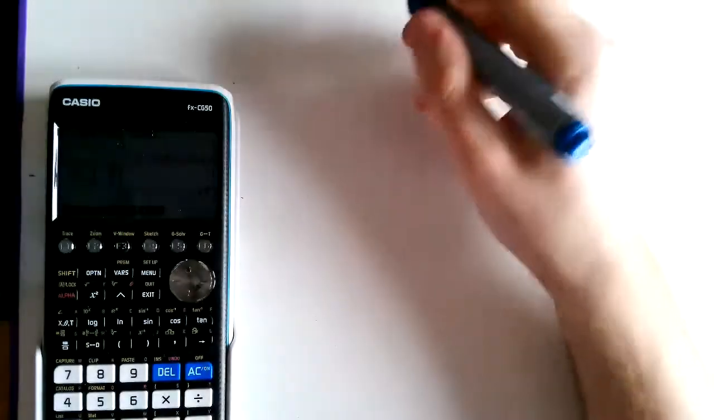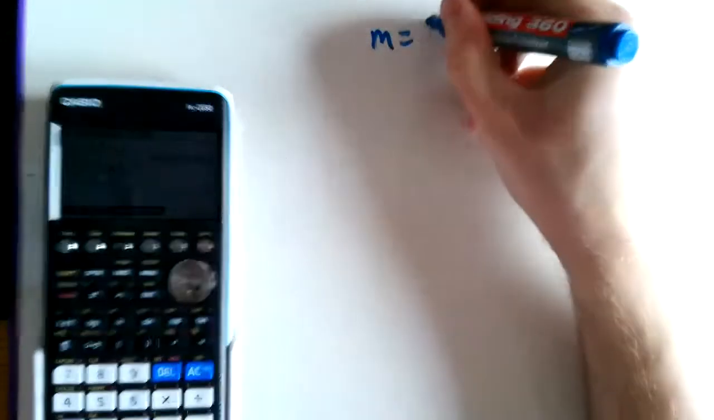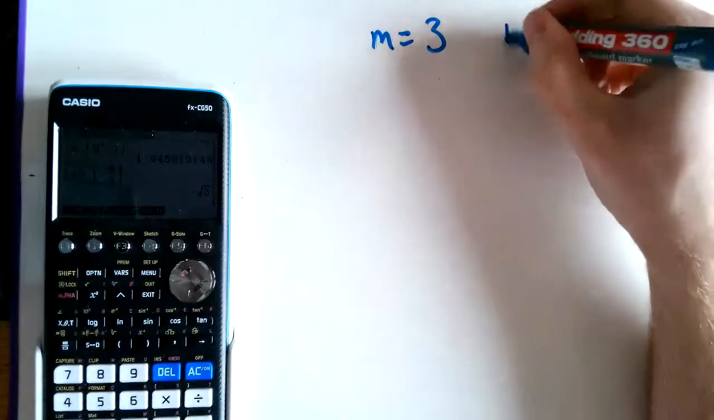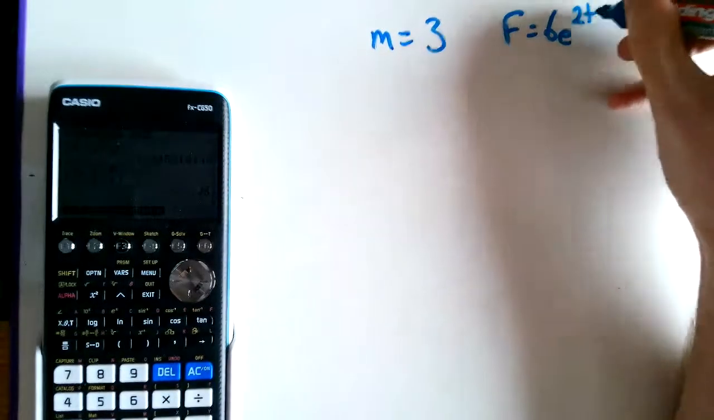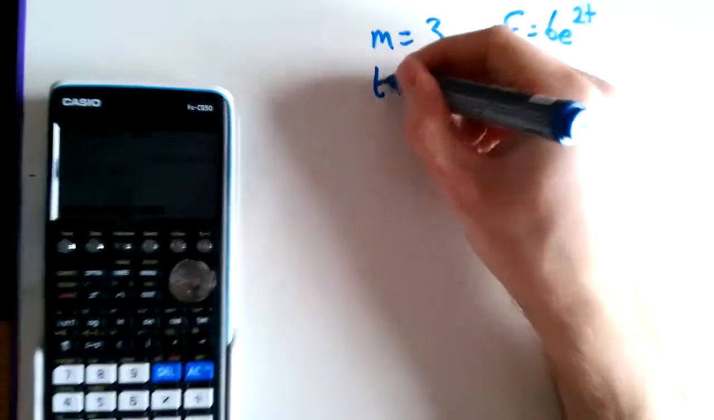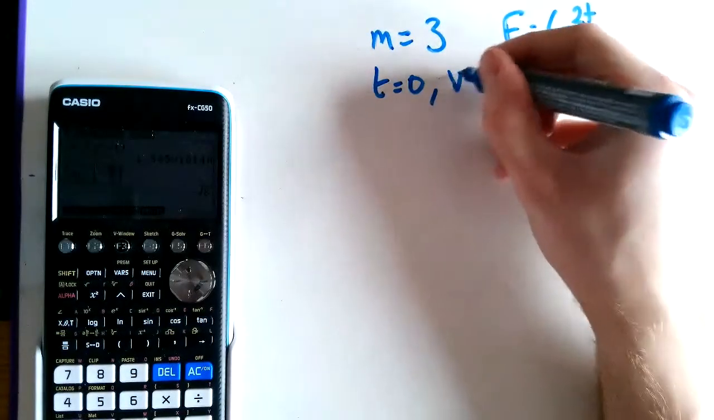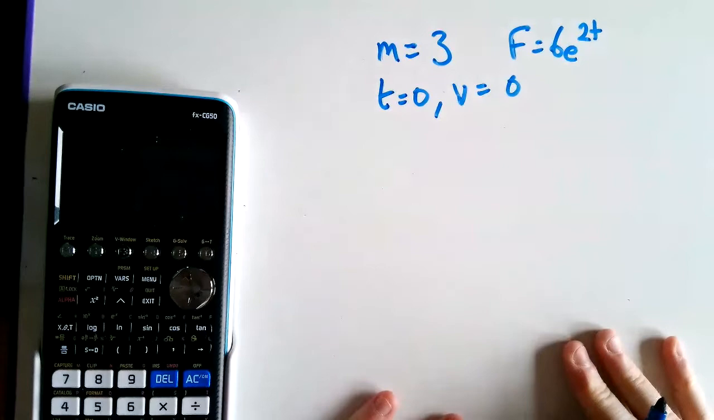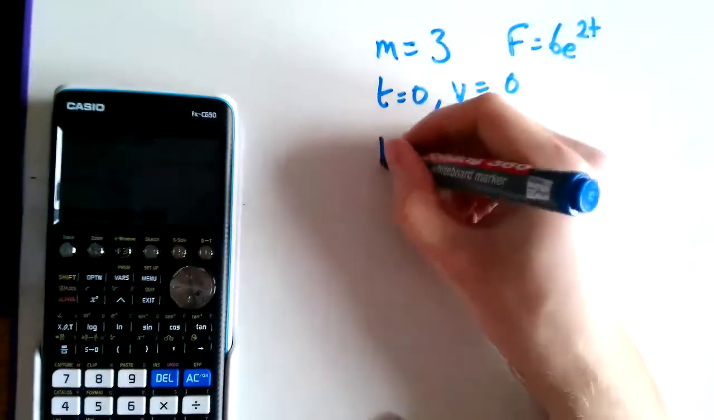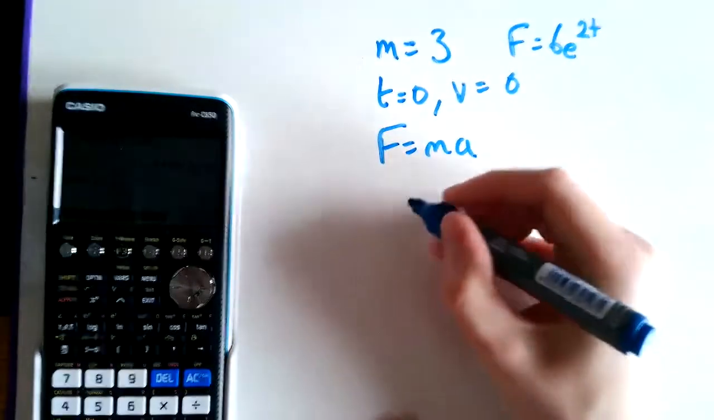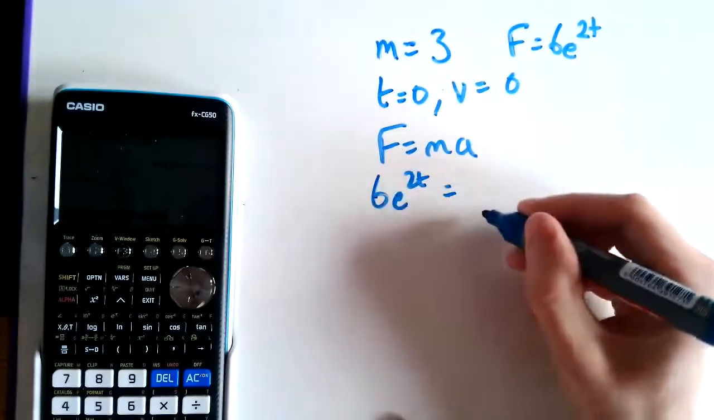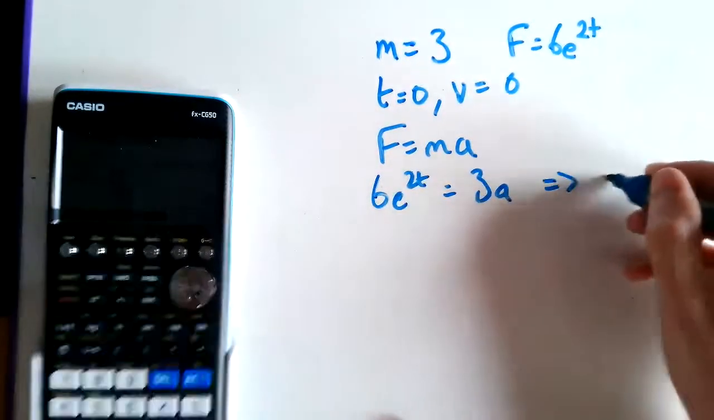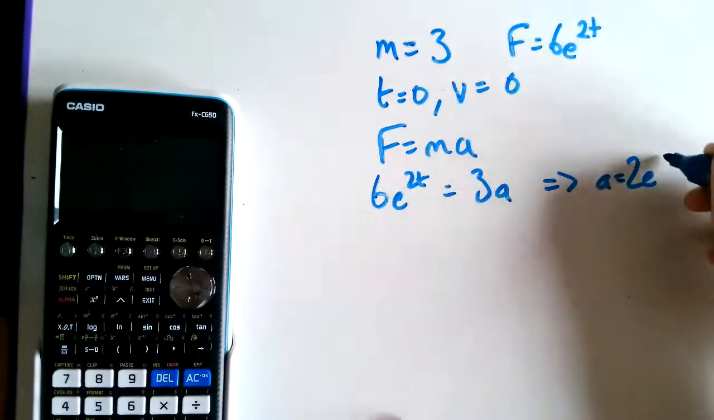And the last one, we have force on a particle. So the mass is 3. The force is 6e^2t. We know that initially, so t is 0, it's at rest, so v is 0. We want the speed after 4 seconds. So it's variable force, so that means it's variable acceleration. So using F equals ma, I can get 6e^2t equals 3a, so therefore a equals 2e^2t.